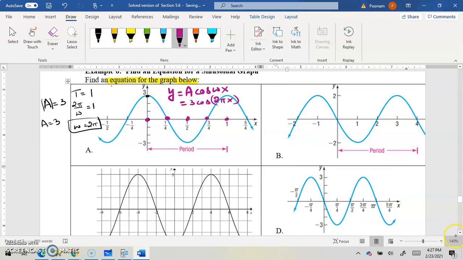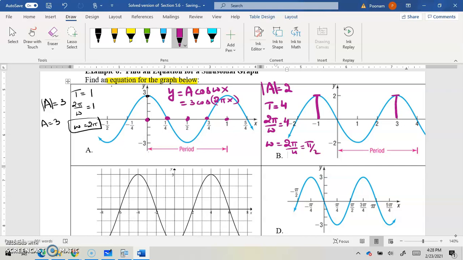Let's look at part B. Period is given from 0 to 4. That means, and the amplitude, one full length of your peak of the sine curve is up to 2. So A is given to be 2, the absolute value of A at least, and time period is given to be 4. So 2 pi by omega is equal to 4. That means omega is 2 pi by 4, which will be pi by 2.